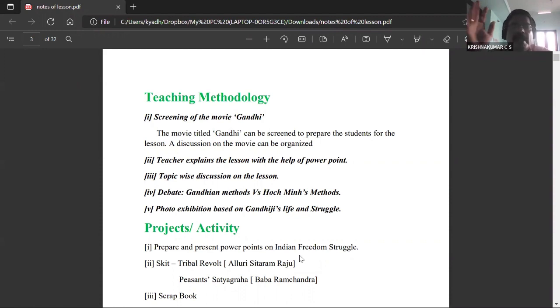So that will come as an activity. Teacher explains the lesson with the help of PowerPoint. Topic-wise discussion can be carried out. Each topic you can discuss separately. Debate can be conducted. Gandhian method versus Ho Chi Minh's method. What is the difference between Gandhian method and Ho Chi Minh's method?